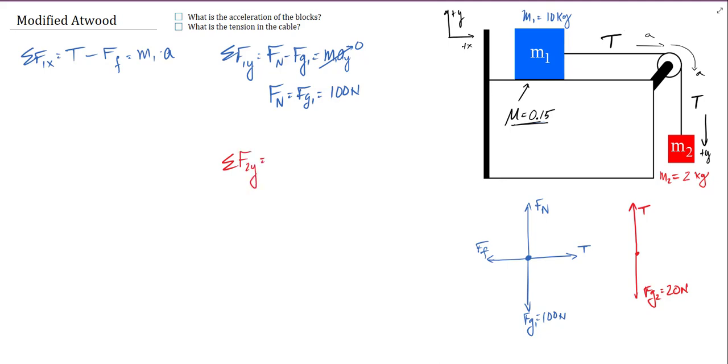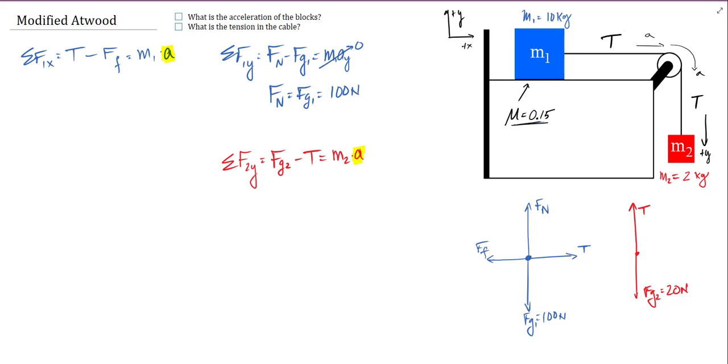In the y direction, that's going to be, now again, we're calling down positive for the red one, so it's going to be the weight of the red one, or weight of object 2, minus the tension force, and that's going to be the mass of object 2 times the acceleration. Now this time, object 2 is accelerating in its y direction. And the way we set this up is this acceleration is the same as that acceleration because they're moving together through a rigid cable.